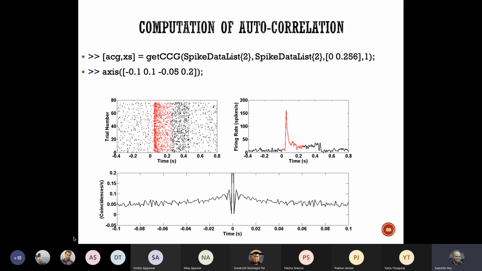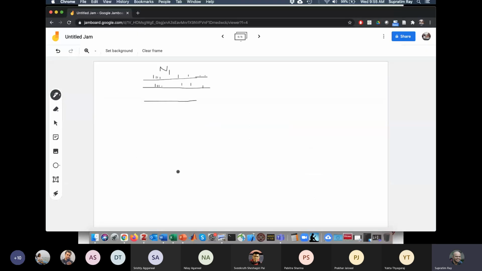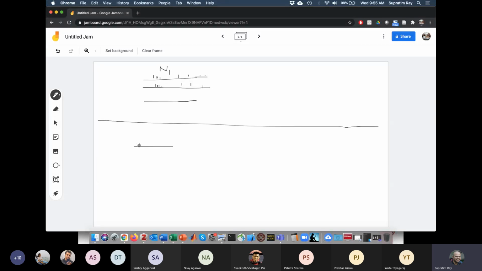But this is true even for a different trial. If I look at any other trial, I will still see it. So here, look at this. I have got trial 1, so a bunch of spikes together. This is trial 1. Trial 2, again a bunch of spikes together and then fewer spikes later. Every time this is happening.